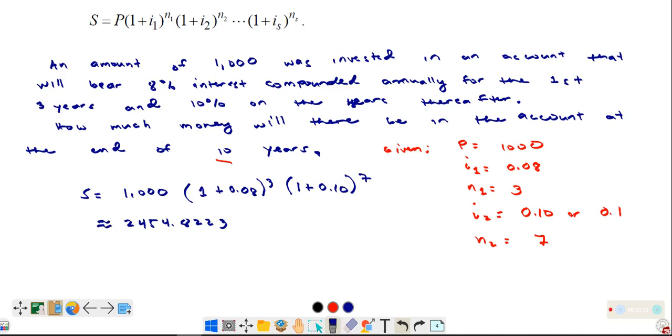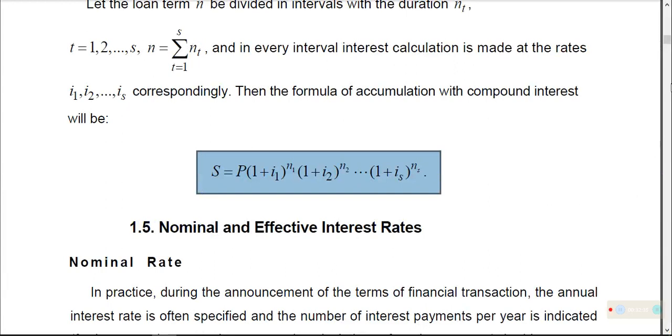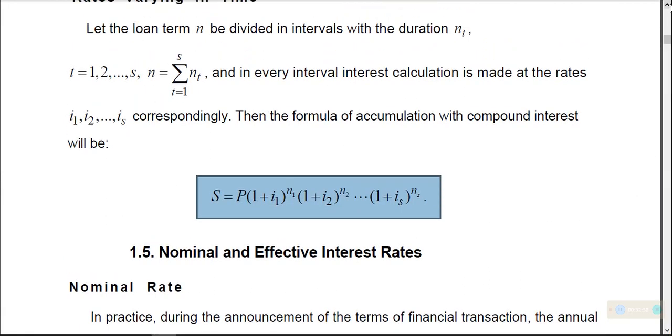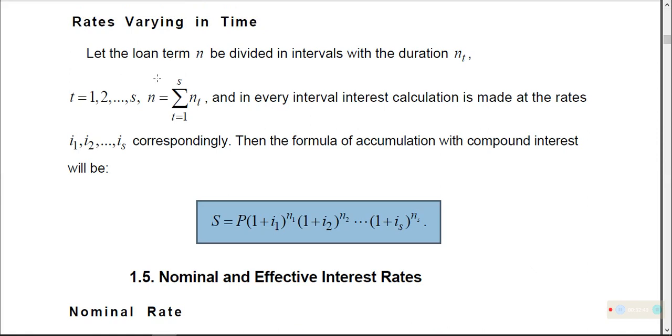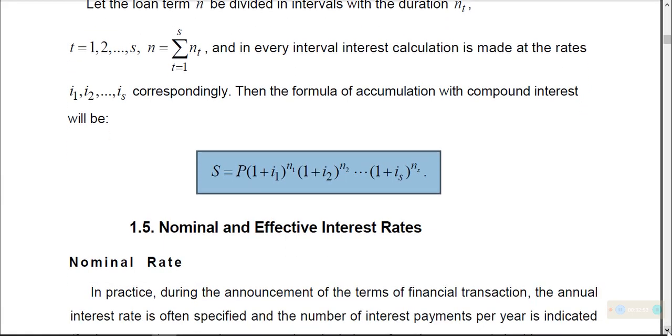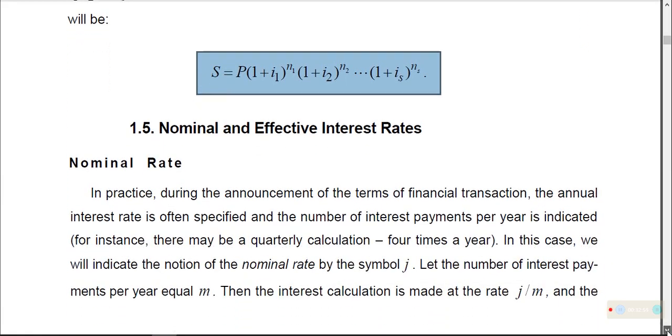So, ganito yung sinasabi dito sa rates varying in time. Kaparehas lang din ito ng idea nun sa simple interest natin na nag-iiba yung interest for a certain period of time. Okay? So, on our next discussion, we are going to tackle nominal and effective interest rates.